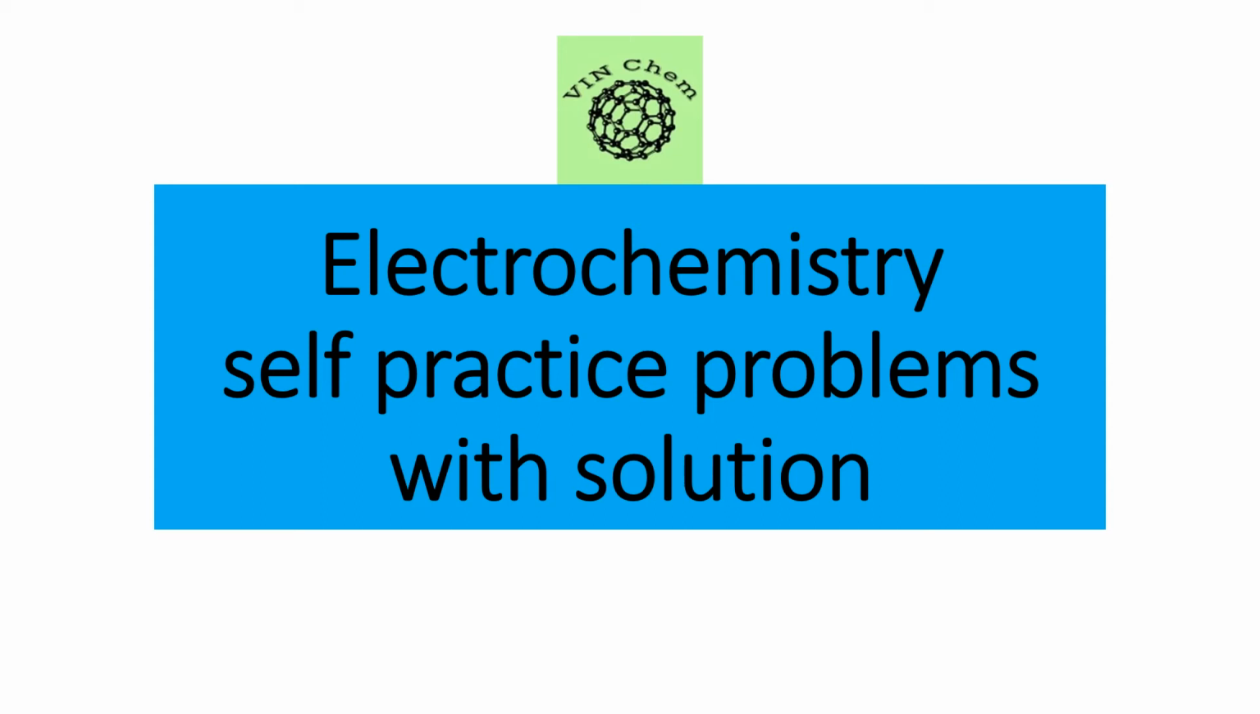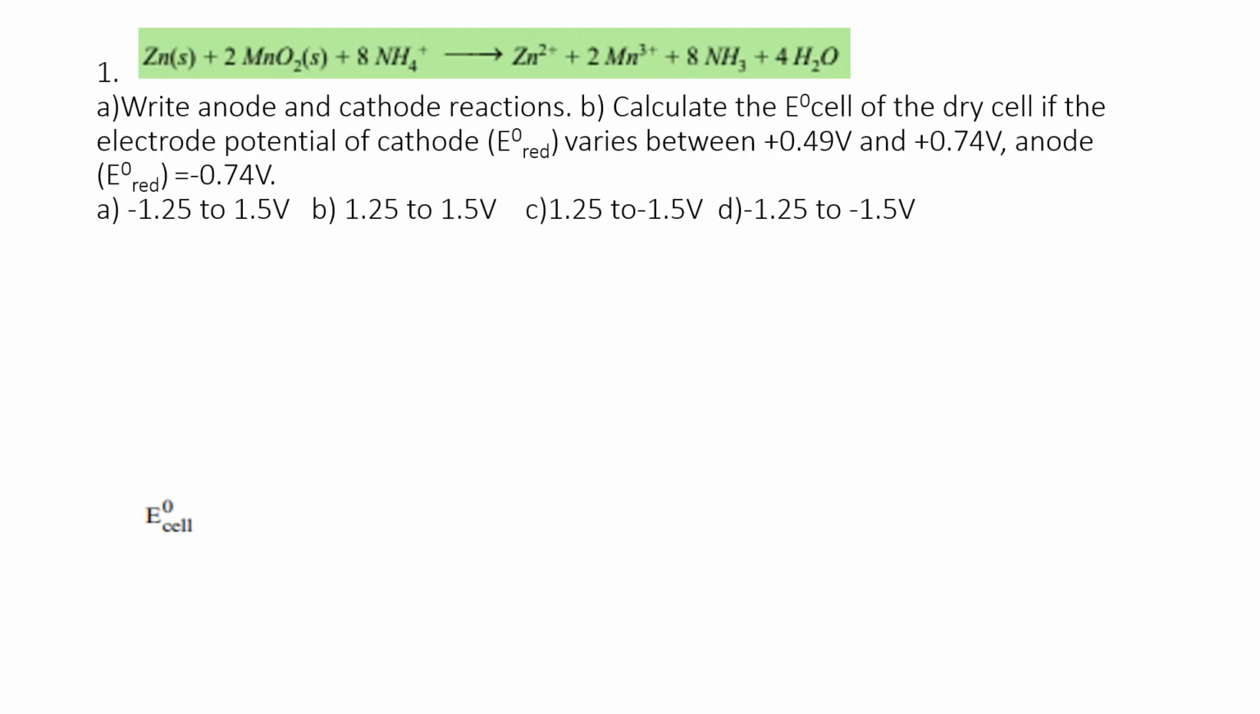Now we are going to see electrochemistry self-practice problems with the solution. The first problem is already shown in the last video. Now I am going to work out all the problems. The first problem is zinc reacts with MnO2 plus 8 ammonium ions, which gives zinc 2+ and Mn3+, ammonia plus water. For this reaction you need to write the anode and cathode reactions, first question.